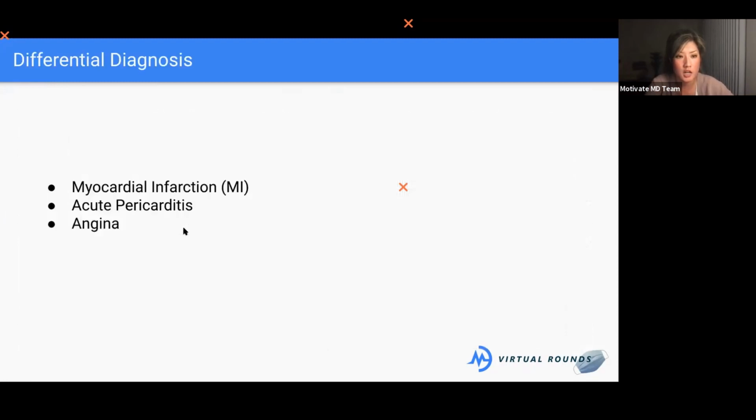Oh, okay. So here are a couple differential diagnoses. I'm so sorry, but questions about what these mean or any other differential diagnoses based on the way that he presented.